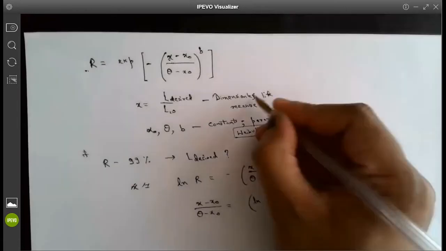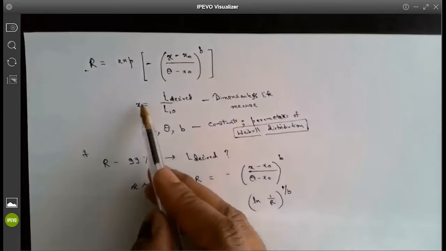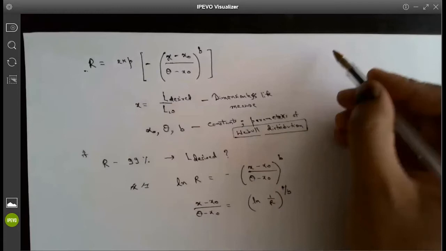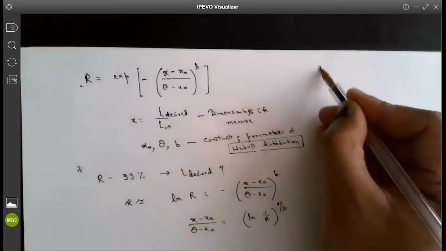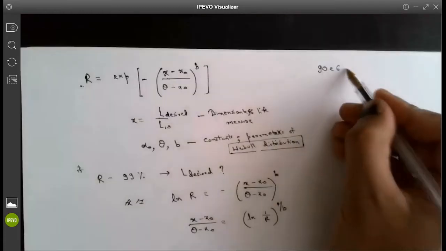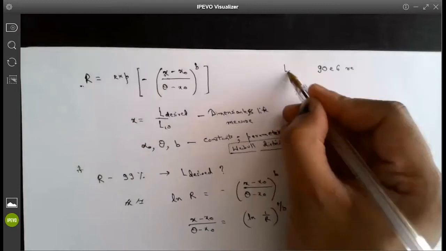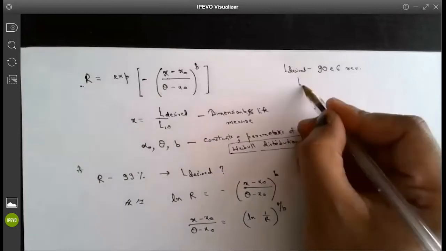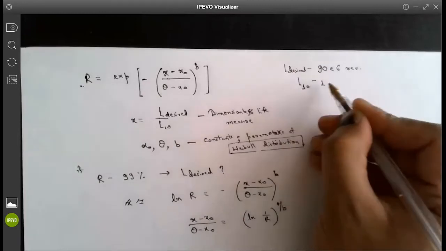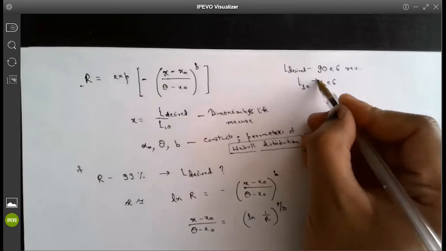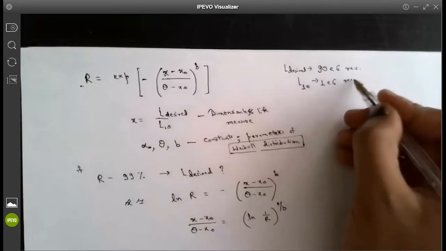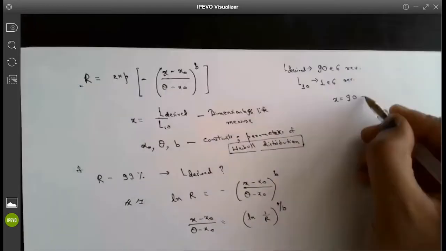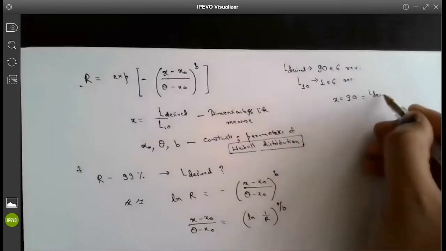Dimensionless life measure. So basically what I'm saying is that if I know my L desired is, for example, 90 million revolutions, that is your L desired. You want the life to be 90 million revolutions, and L10 life is 1 million revolutions, that is always defined. You divide both of them, and then you get x as 90. Right? And that is basically dimensionless.